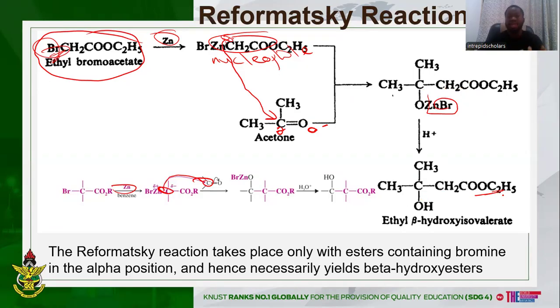This is the schematic representation of Reformatsky. The first step is the insertion of your zinc to get your nucleophile. The next one is when the nucleophile attacks the acetone to form your alkoxide intermediate. And then the last one is when you hydrolyze your alkoxide to form your acid.